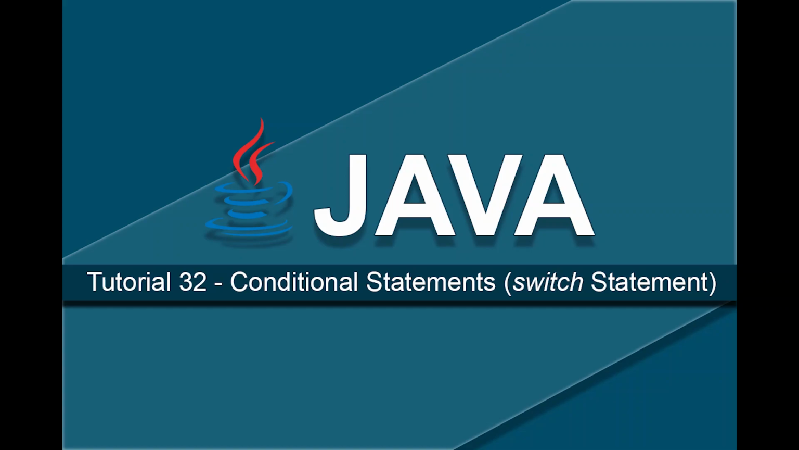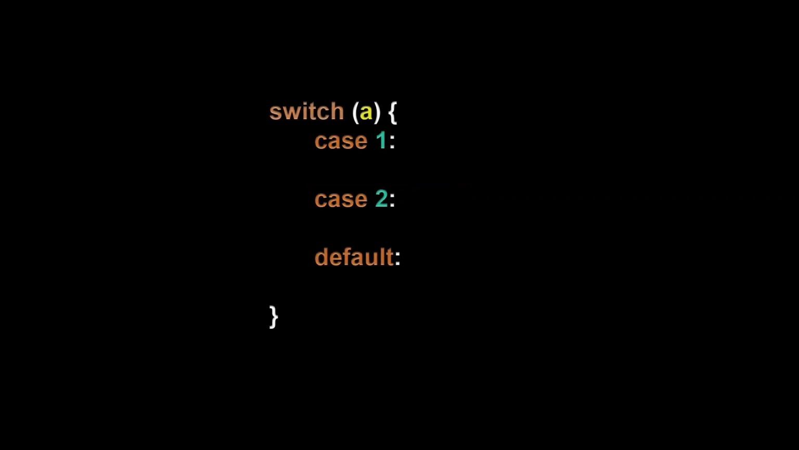A switch statement is a conditional statement that evaluates the value of a variable and executes a statement or block statement based on the value of the evaluated variable. The switch statement begins with the reserved word switch. Then comes the variable to be evaluated in parentheses. Next comes the switch block, or the list of all possible values or cases of the variable being evaluated.